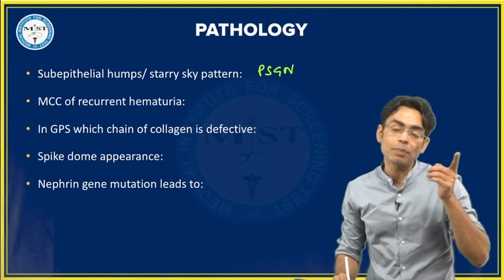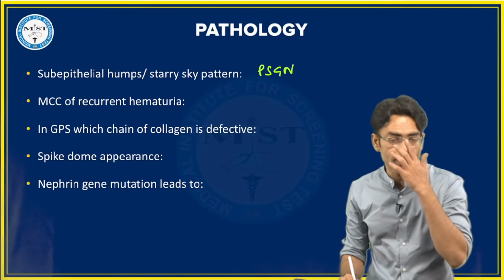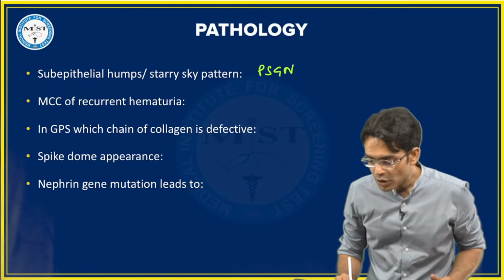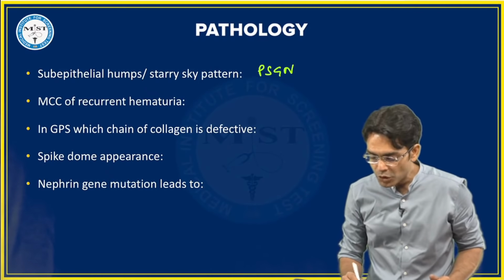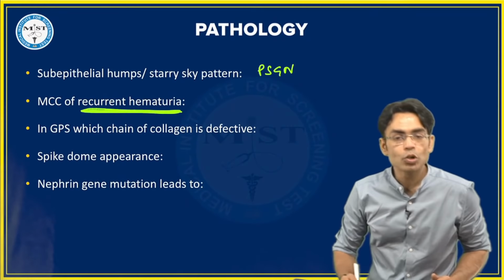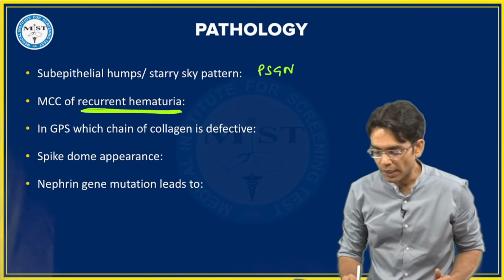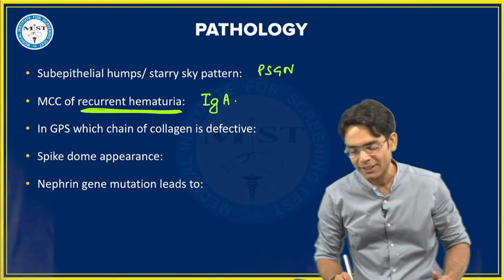Okay. Group A beta hemolytic streptococci is the etiological agent. Molecular mimicry happens. Most common cause of recurrent hematuria. Come on, guys. Start giving the answers. Most common cause of recurrent hematuria. Whenever this word comes, it is a very recent question of your exam. Most common cause of recurrent hematuria. Yes, thank you very much. It is your IgA nephropathy.